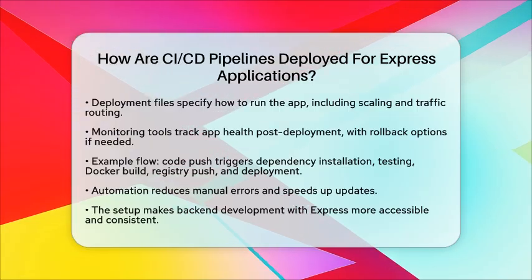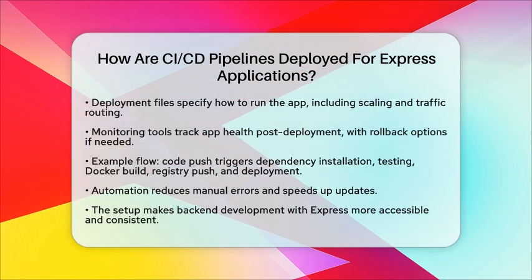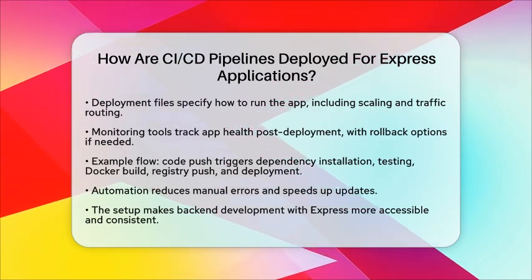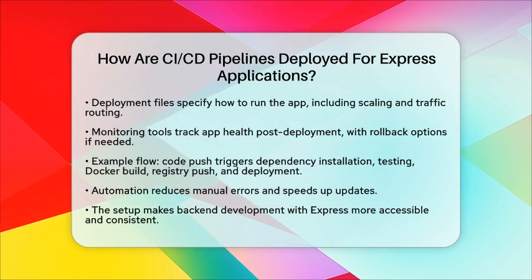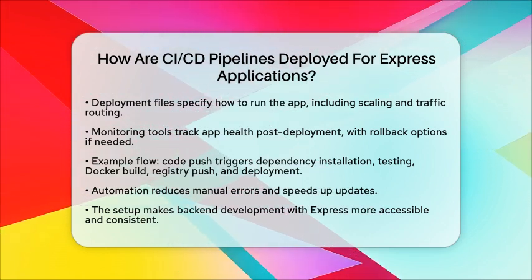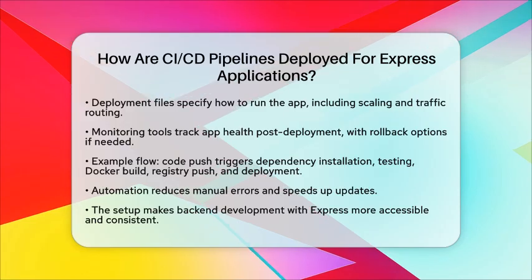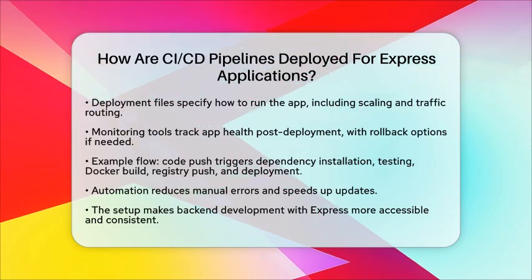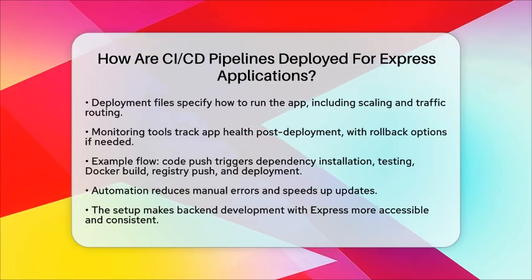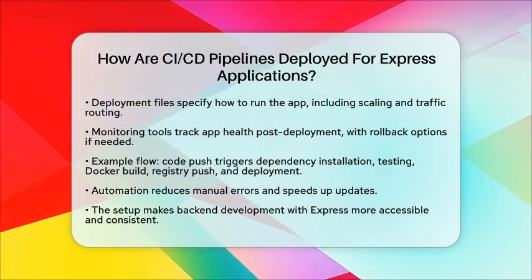By setting up CI/CD pipelines this way, backend development with Express becomes more efficient and less prone to manual mistakes. It allows developers to focus on building features, while automation handles the repetitive tasks of testing and deployment. This approach helps keep your APIs and server-side logic running smoothly, making backend development accessible and straightforward for everyone involved.